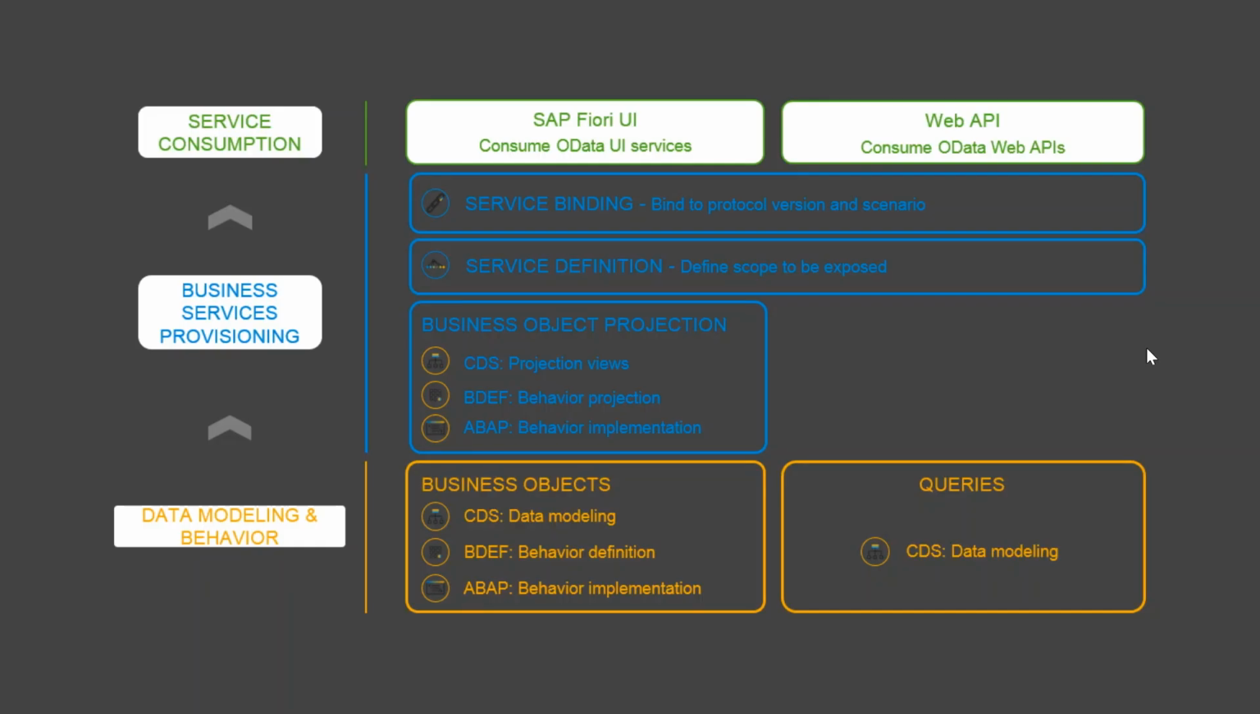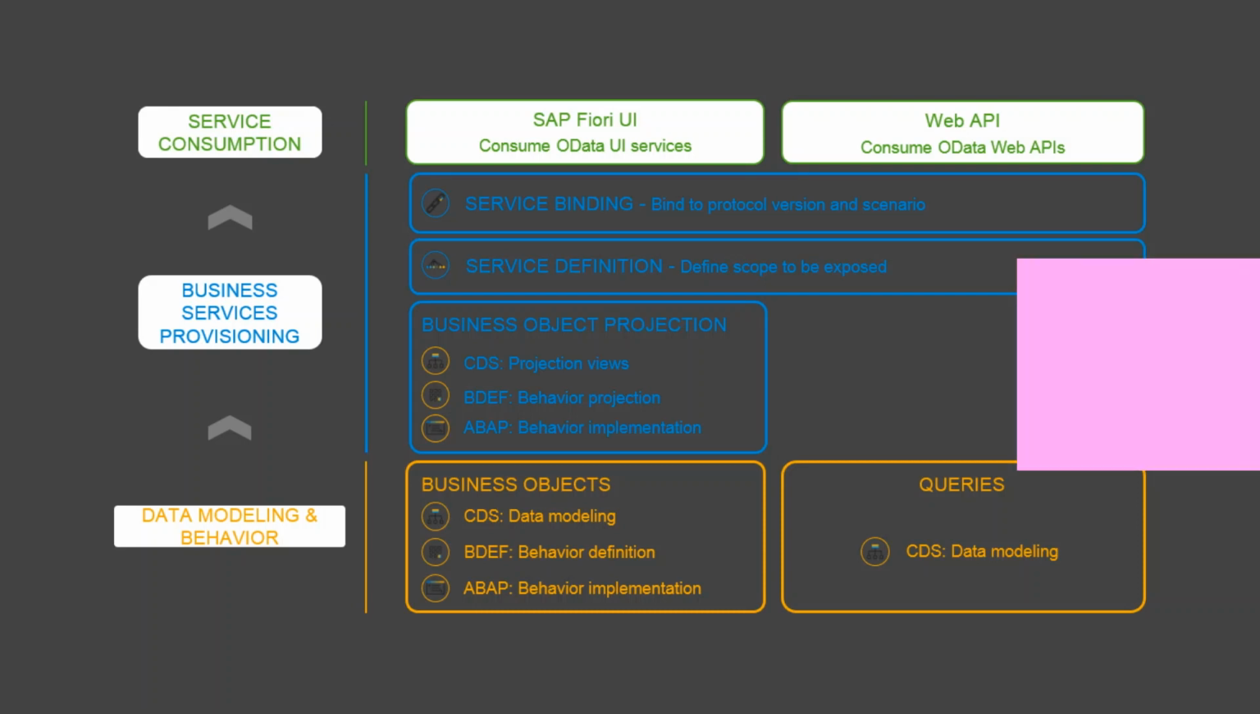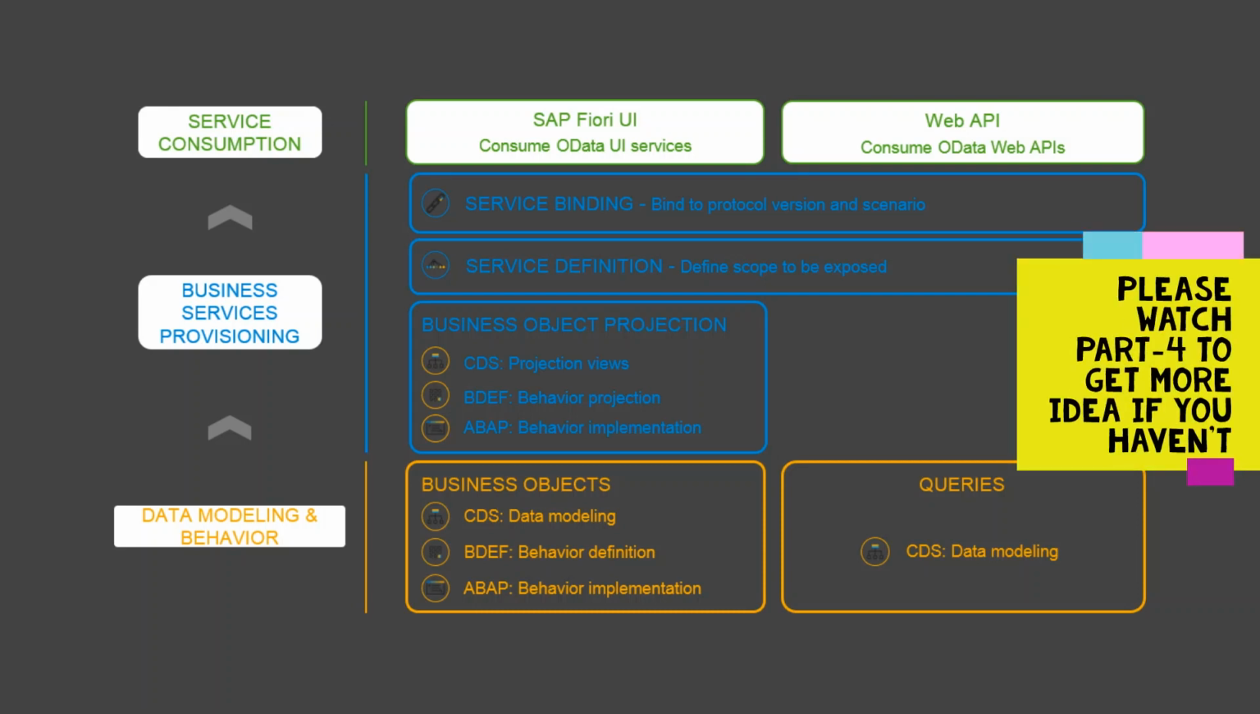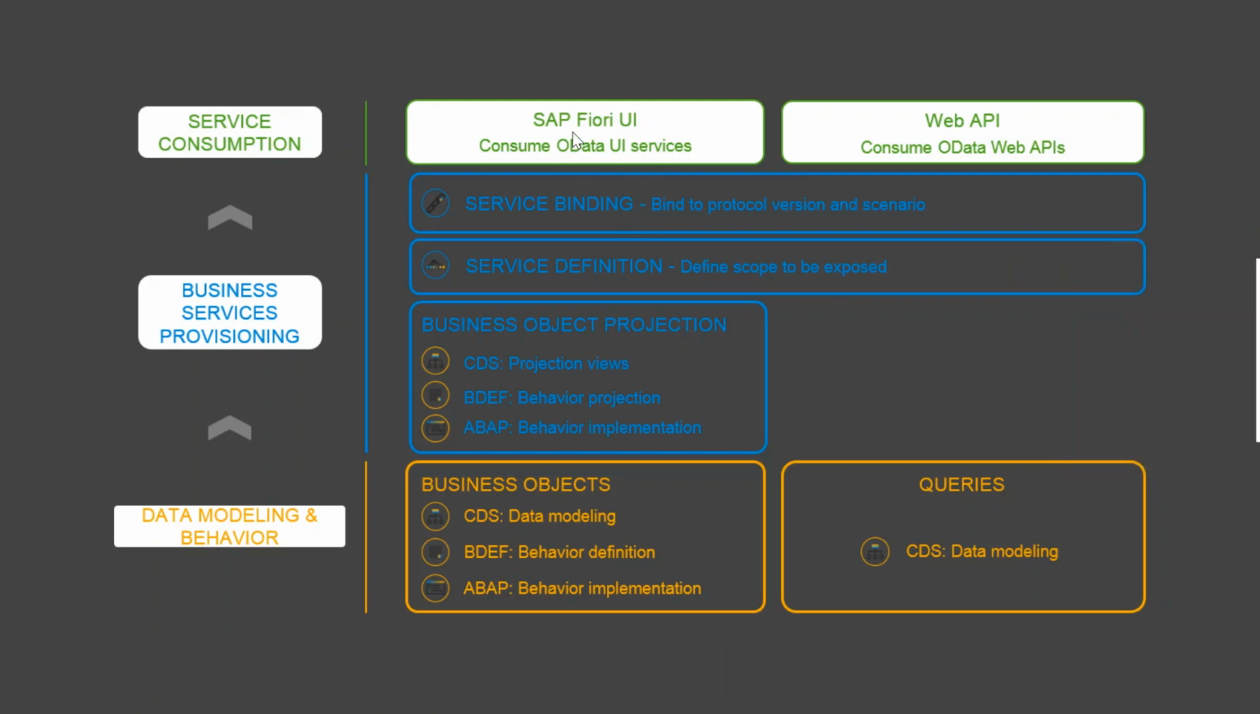Okay, let me go back to the architecture again. This is really important because we have to understand what exactly we are doing here. We have created data modeling, a service definition, and a service binding, and we have consumed that Fiori application, which is actually a read-only application. In the sense, it's a list report application. Right now, we cannot do any CRUD operations. The next thing we have to do is a behavior definition, which will enable transactional capabilities for our list report application.